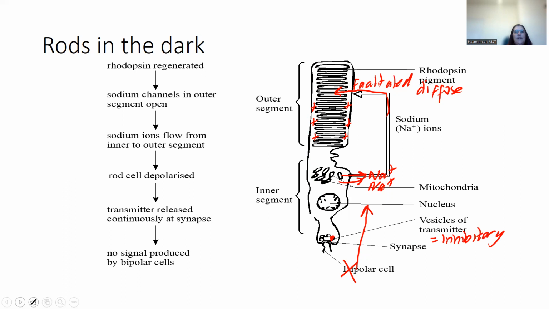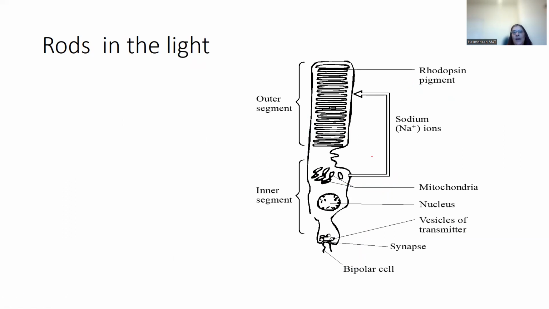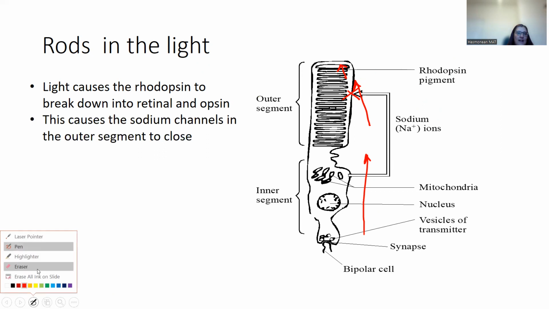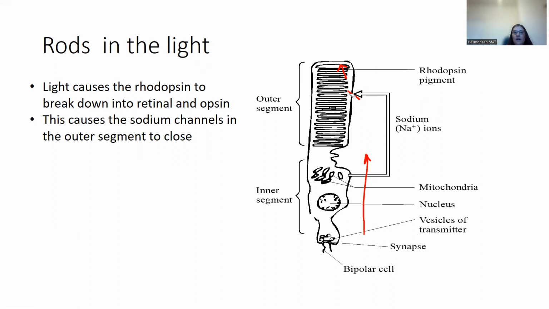But let's think what happens in the light. So here we now have some light coming in. So light is going to be absorbed by the rhodopsin. And when the light is absorbed by the rhodopsin, it gets broken down into something called retinol and opsin, and that closes the sodium ion channels that are within the outer segment. So we now have no ability for the sodium ions to come back in. That is now not possible.